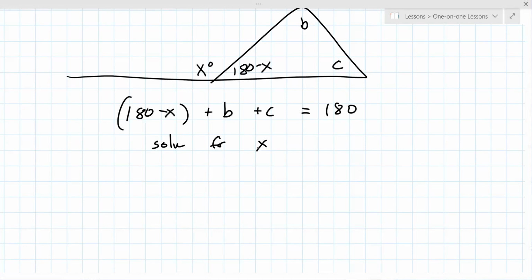I want you to get x by itself on one side of the equation. Okay, so then we subtract 180 from both sides. And we get negative x equals negative b minus c. So we multiply both sides by -1. And we get x equals b plus c. Is that what you just said before? Yes.